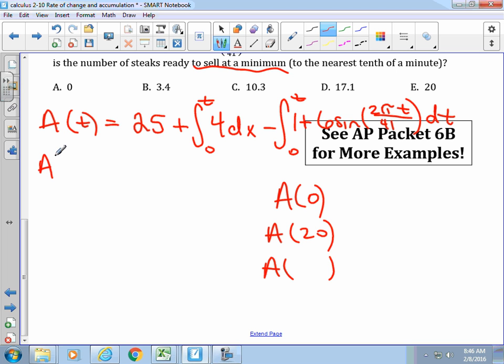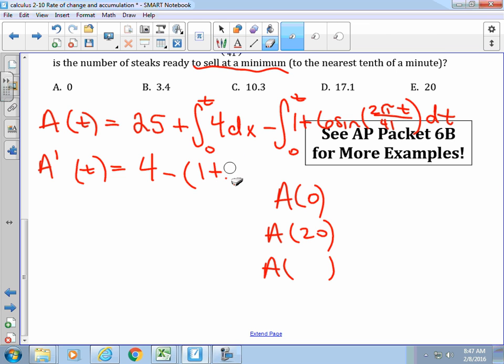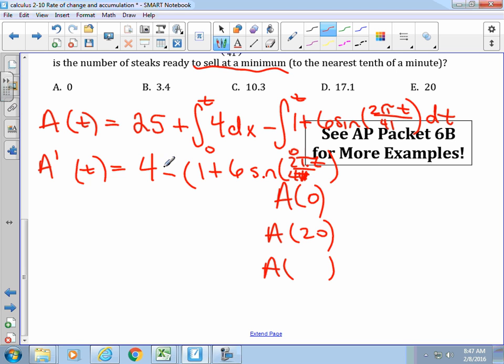I know that A prime, what happens to this 25? Goes away. It's 4 minus 1 plus sine, sorry, I lost a 6. Sine of 2 pi. Do I need to justify on this one? Oops. Do I need to do any justifying on this one? No, it's multiple choice. So I'm just going to type that in my calculator.